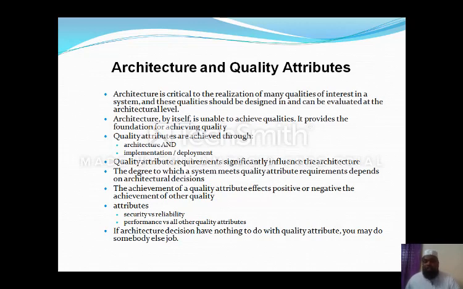Quality attribute requirements significantly influence the architecture. The degree to which the system meets quality attribute requirements depends on the architectural decisions. Whatever decisions you take, depending upon those decisions, you need to look after. The achievement of a quality attribute affects, positively or negatively, the achievement of the other qualities. So this is the main factor we have to see. Some attributes, such as security versus reliability, play a vital role whenever we are developing the architecture. Performance versus all other quality attributes will also play a vital role. If architecture decisions have nothing to do with the quality attributes, you may be losing some job.